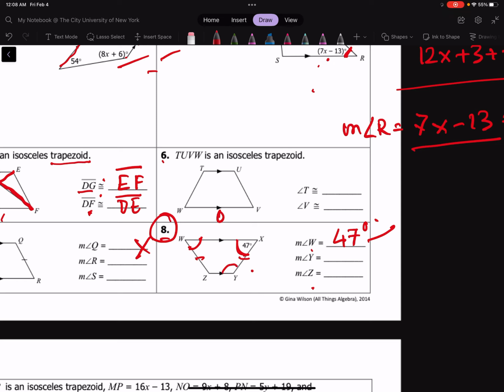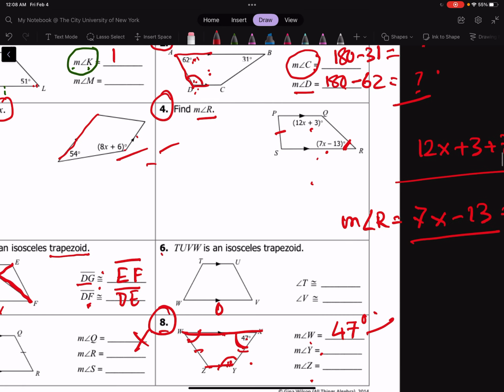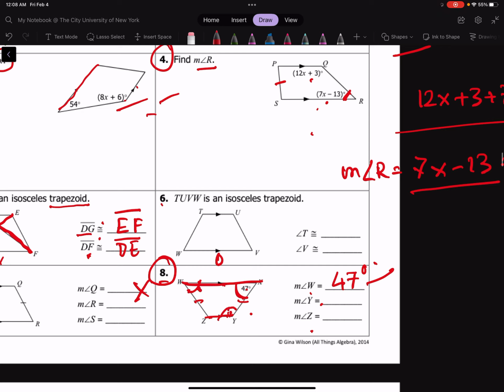And if you look at Y, your Y is this angle. You can still use the consecutive angles because there are parallel sides in between; they are supplementary. Or you can use this also: opposite angles are supplementary, so this is opposite to this one, which you determined as 47. It's still the same thing. You can say 180 minus 47, calculate how much.